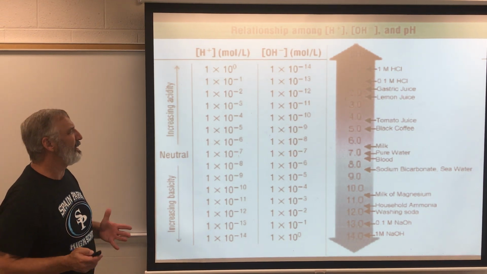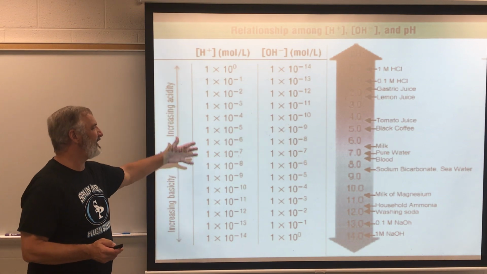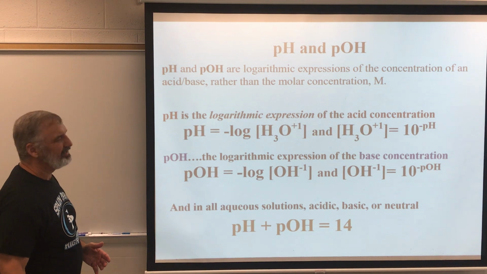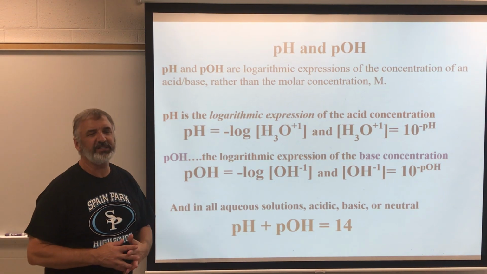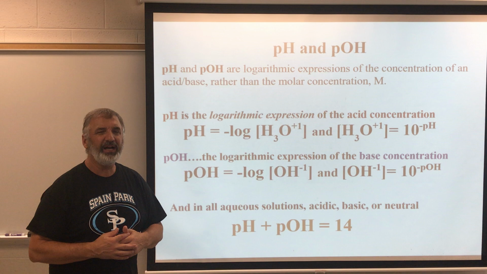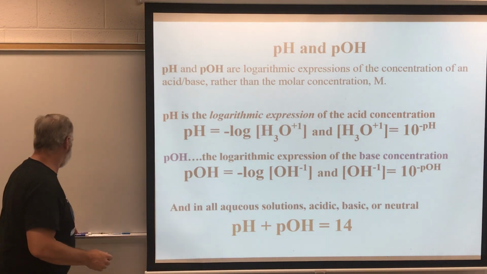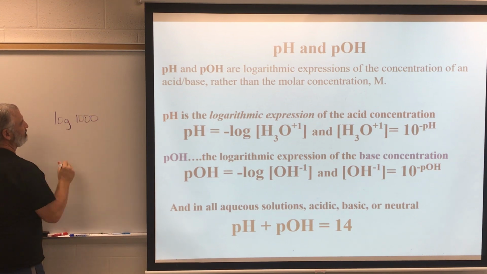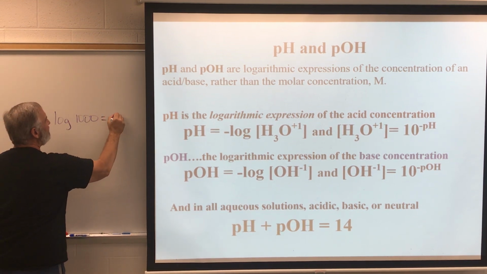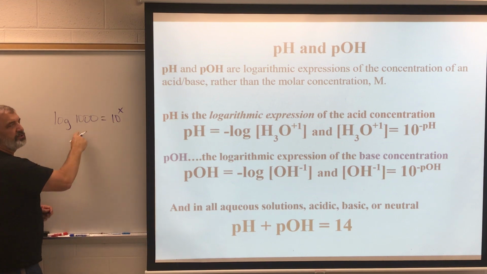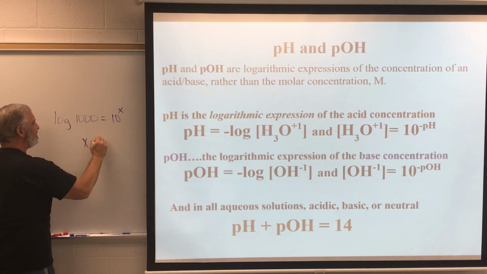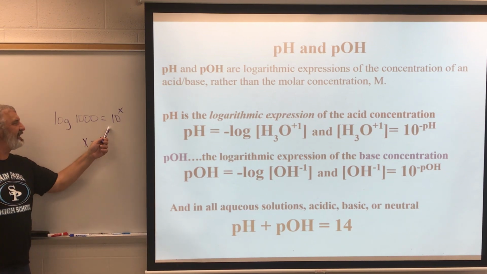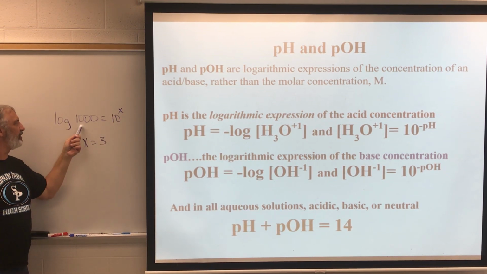So what is this thing, pH? It's a scale. Well, it is a logarithmic scale. Now, you're going to learn in math, logarithms, it's all about base 10. If I wanted to get the log of 1,000, that means 10 to what power is equal to 1,000? So we would know that x is equal to 3. So the log of 1,000 is 3.